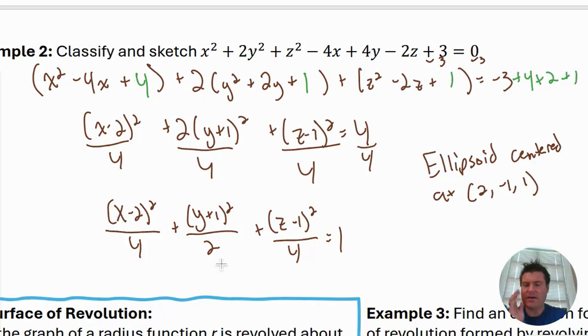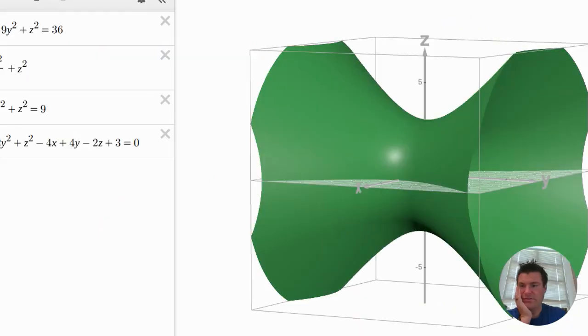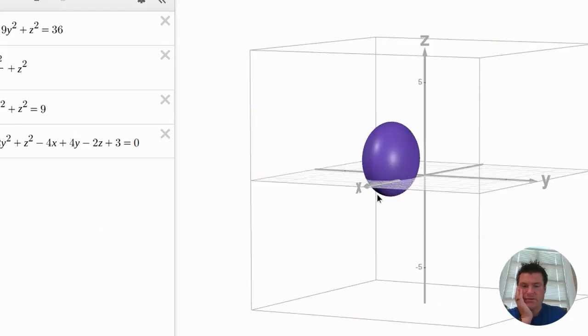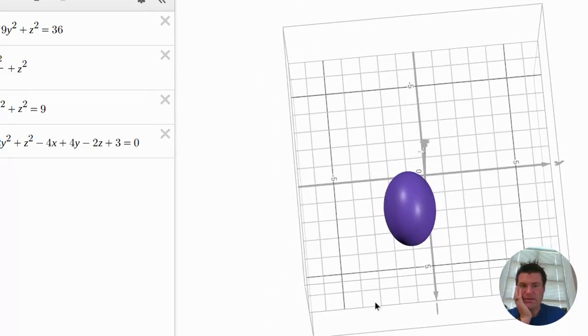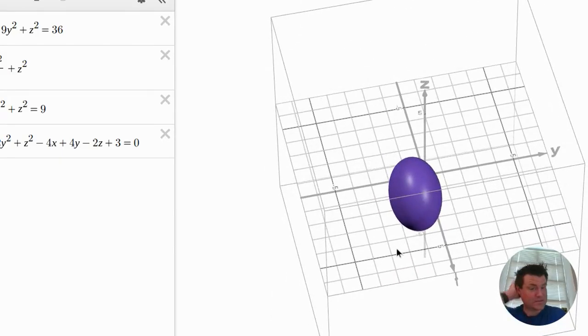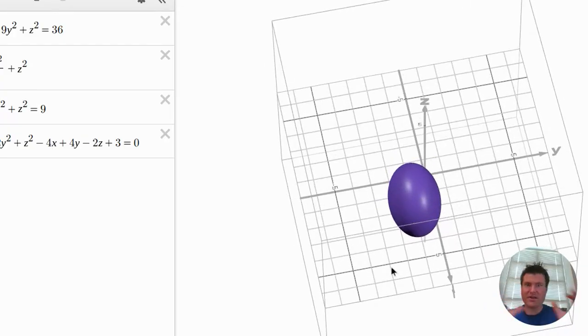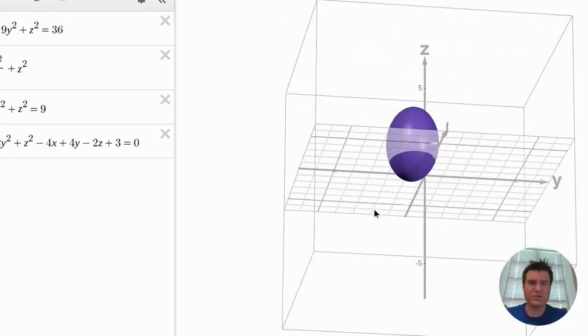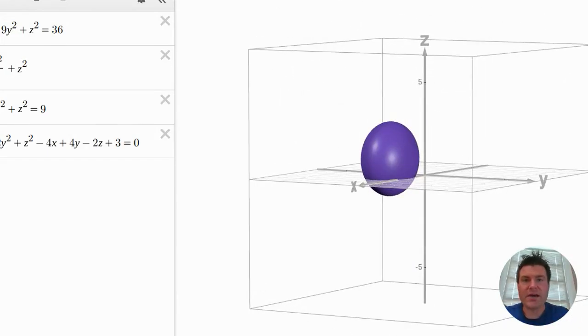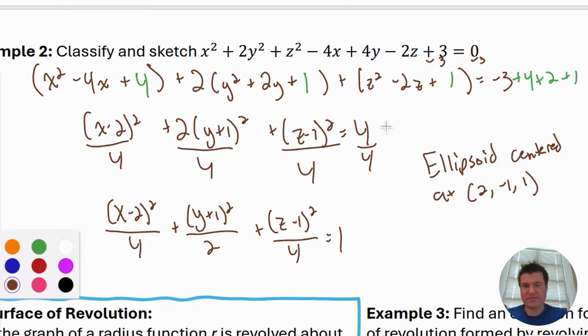In the y direction it doesn't go out as far, so I'm going to go back to my, actually I have this one already. So there you go, see how it's centered off a little bit? It's a little bit wider in the x and z directions, and a little bit narrower around the y axis, because it's going to go out √2 in each direction for the y's on that one. So there you go, that's me sketching it for you.